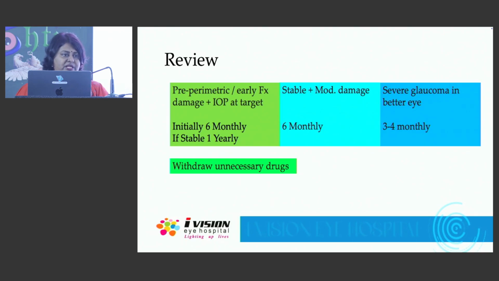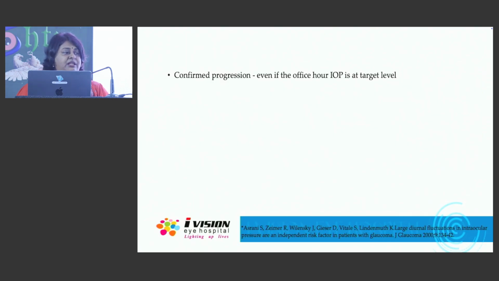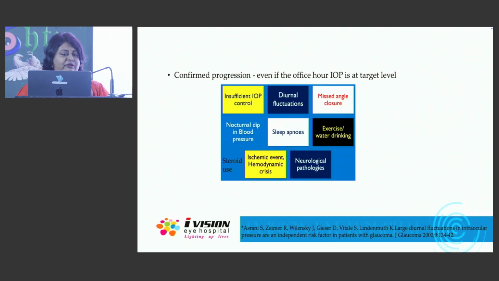Always remember OSD, medication side effects, and the compliance and cost are a problem for the patient. We should not be fixing our eye on getting the target IOP. Confirm progression even if the office IOP is at target level. Multiple factors, such as diurnal fluctuation, missed angle closure, nocturnal dip of blood pressure, and sleep apnea, which is very important these days, hemodynamic crisis, and neurological pathologies all have to be considered.